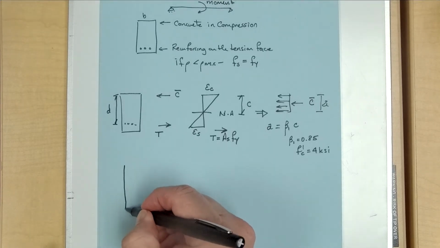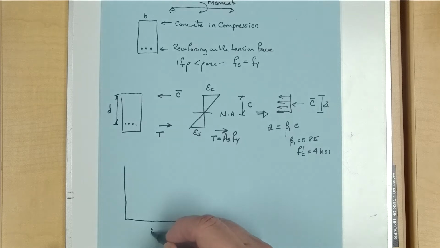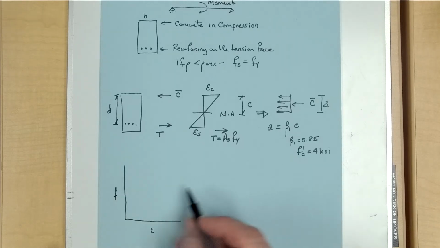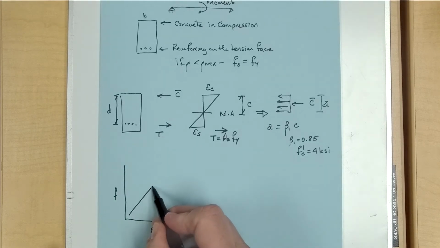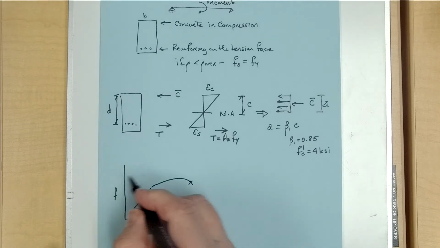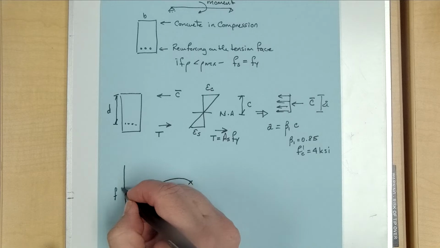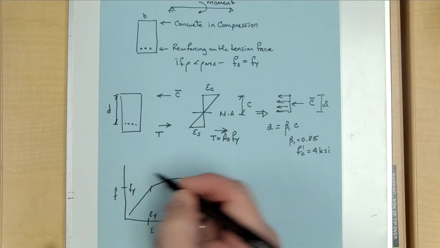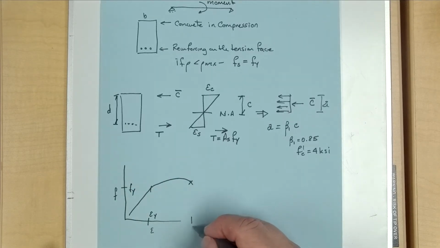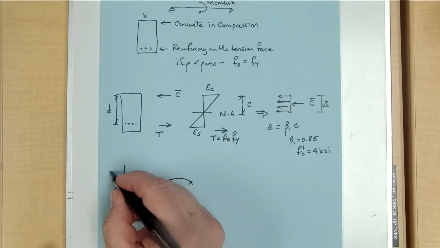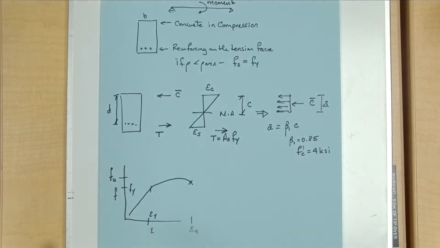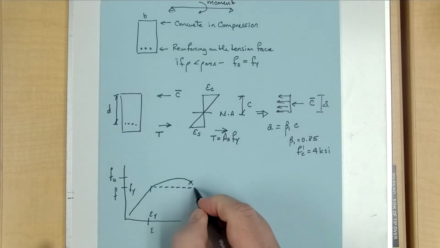So if we looked at the stress strain behavior of a bar, it would look something like this. This is the strain at yield, this is the stress at yield, and this is the strain at its ultimate behavior, and this is the stress at its ultimate strength. But we don't do that. We assume that it looks like this.